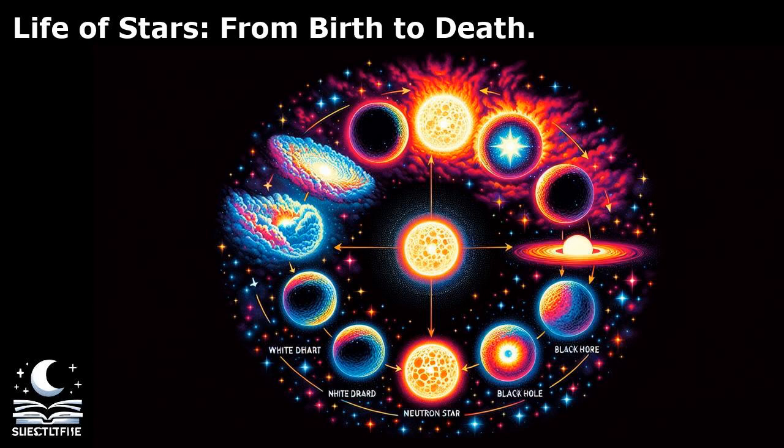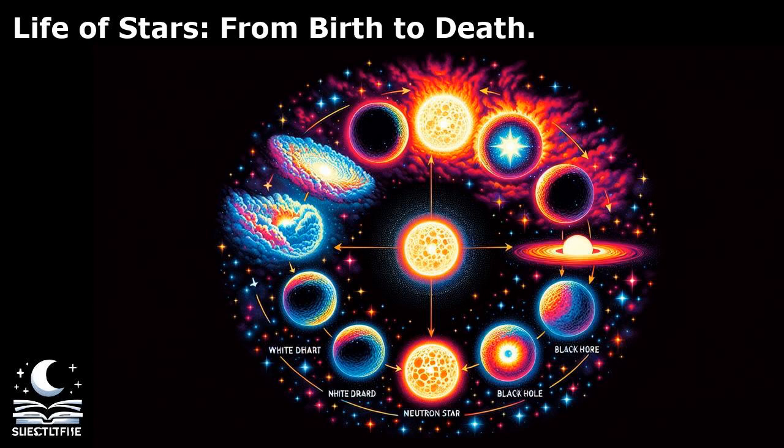These protostars are not yet undergoing nuclear fusion in their cores, but they are heating up as they continue to contract. The formation of a star is a delicate balance between gravity pulling material inward and internal pressure pushing outward. Once the core temperature reaches about 10 million degrees Celsius, nuclear fusion ignites and the star is born. This marks the beginning of the star's main sequence phase, where it will spend the majority of its life.